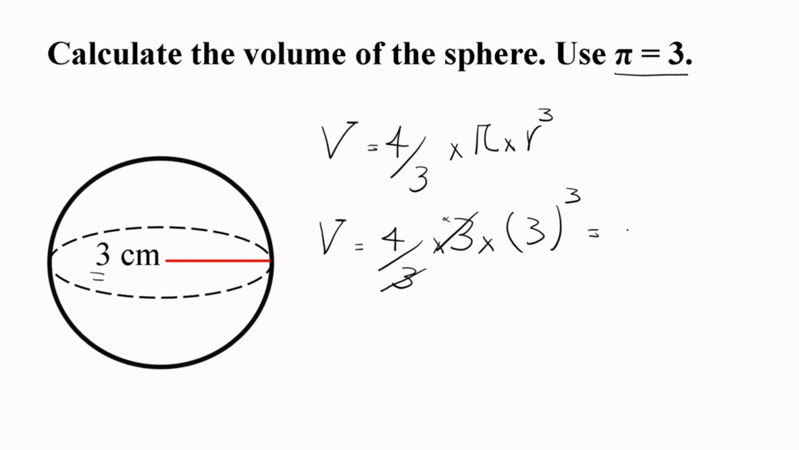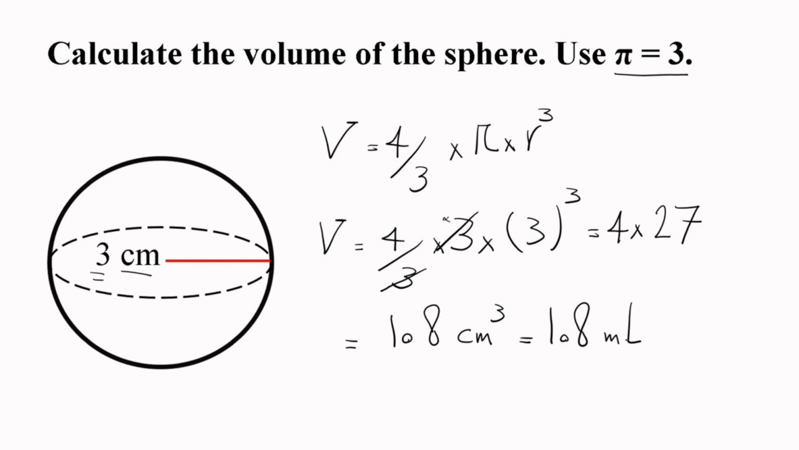So I'm going to have 4 times 3 to the power of 3, which means 27, and 4 times 27 is going to be 108. And what is the unit of this 108? As you can see, we have the radius based on centimeter, and this is the volume, so the unit is going to be cubic centimeter. And as you definitely know, and I have already taught you, the cubic centimeter is equal to milliliter. So I can write 108 milliliters.